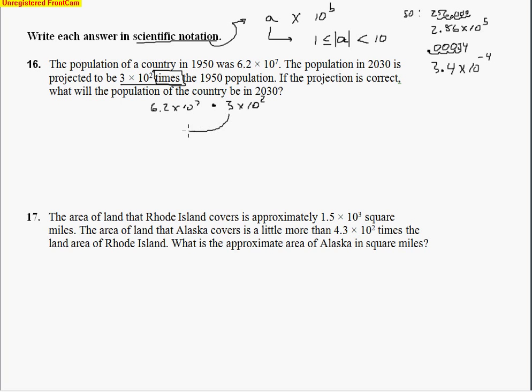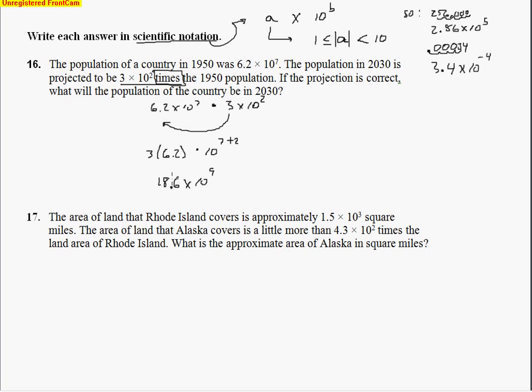So we're taking the 3 and multiplying it by 6.2. And then I'm taking the powers of 10, and I'm counting up how many I have. So I got 7 plus 2. So when I multiply this, I get 6 and 18. So 18.6 times 10 to the 9th power, but that's not in scientific notation.